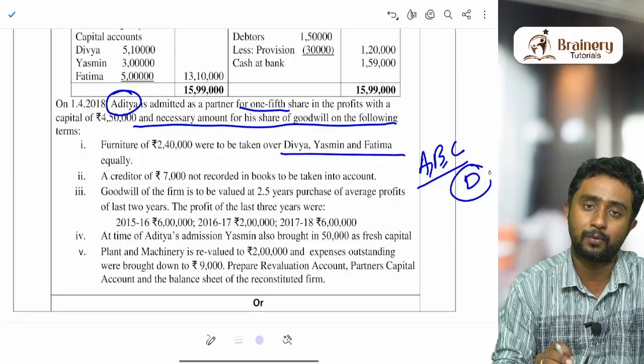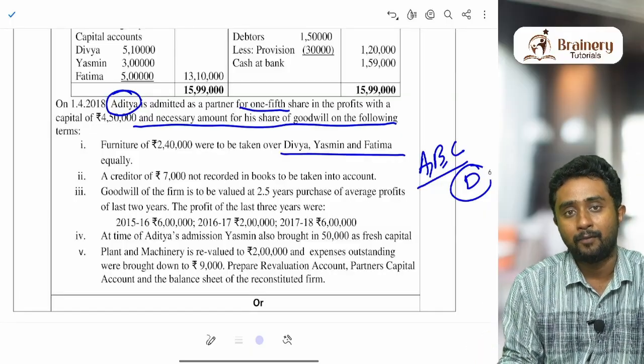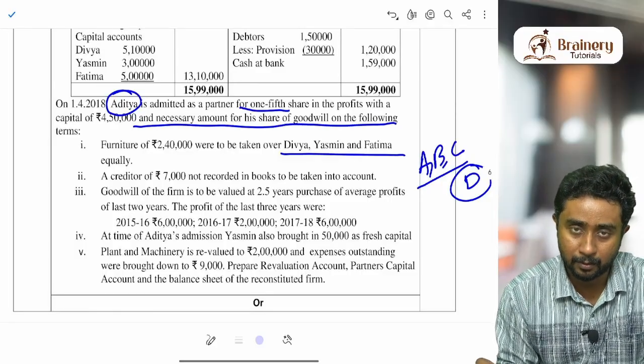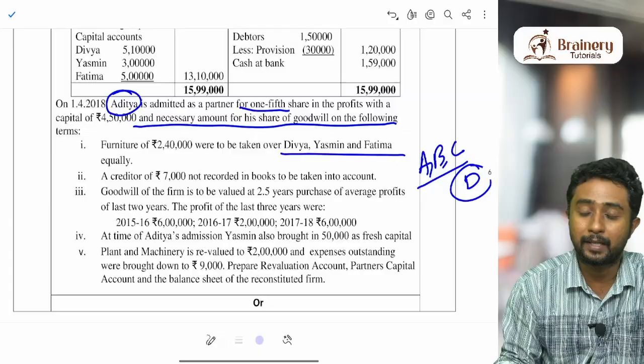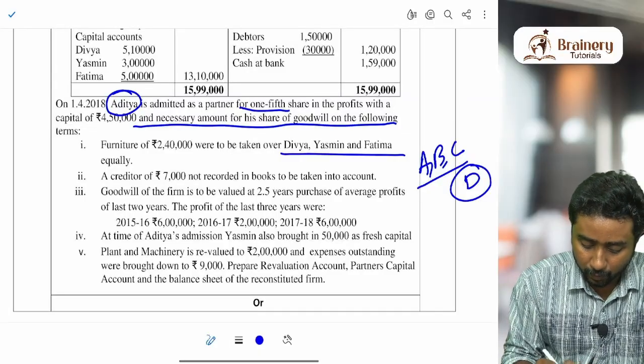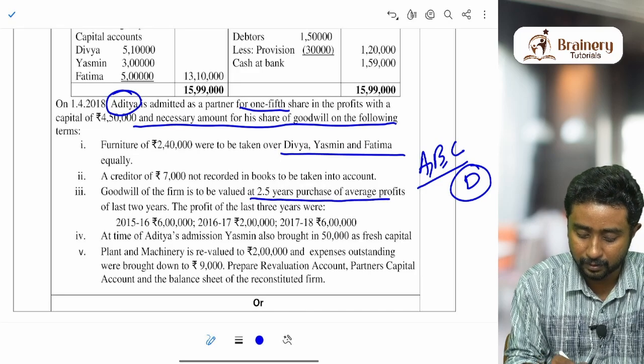Along with that, just before that chapter, you must have studied a topic called goodwill calculation, where you are using average profit method, super profit method, capitalization method, all these kinds of methods for calculating the amount of goodwill. So similarly, they are saying here goodwill should be calculated on the basis of 2.5 years purchase of average profit.